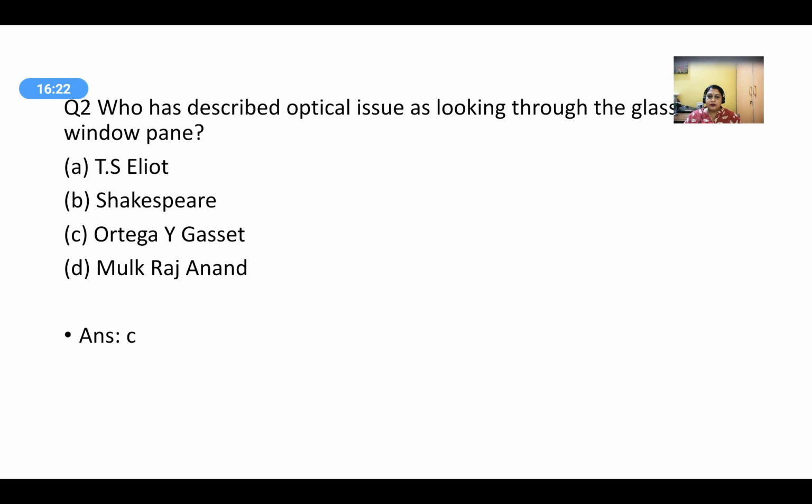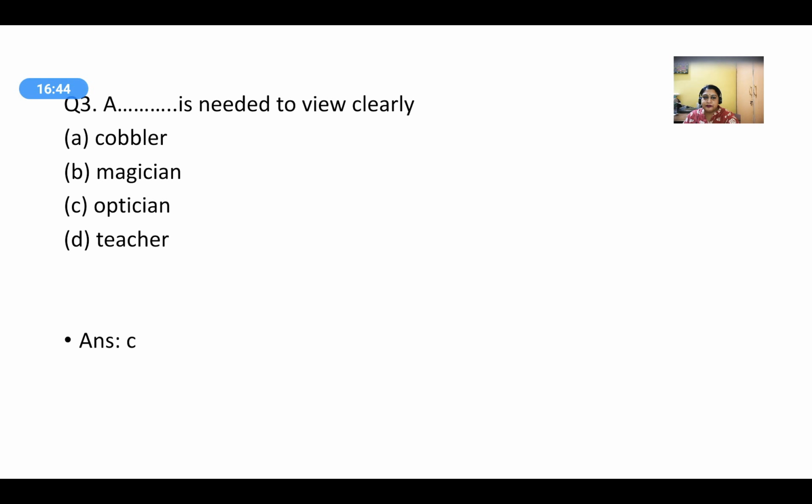Who has described the optical issue as looking through the glass of the window pane? Or whose analogy has the author used? T.S. Eliot, Shakespeare, Ortega y Gasset, or Mulk Raj Anand? And the answer is option C, Ortega y Gasset. He is the one who has described the optical issue as looking through the glass of the window pane.